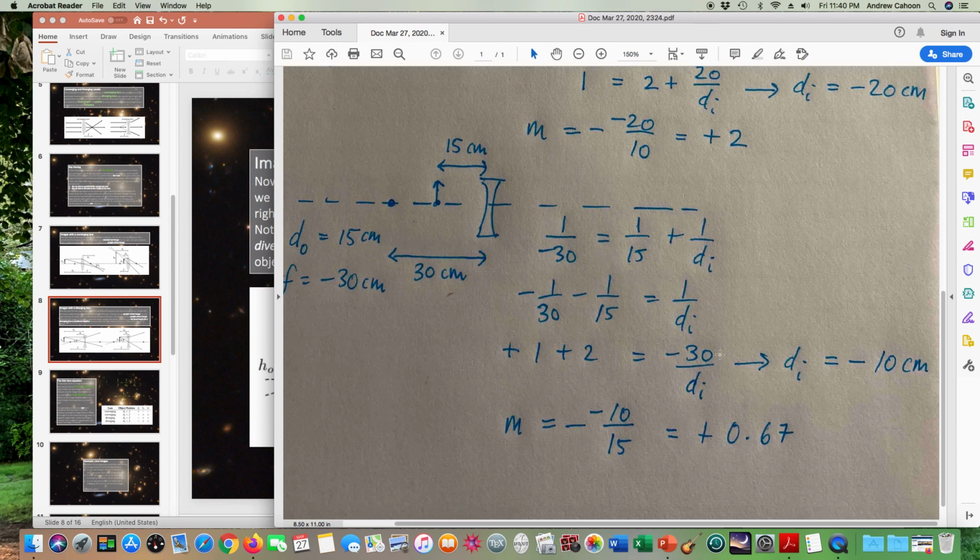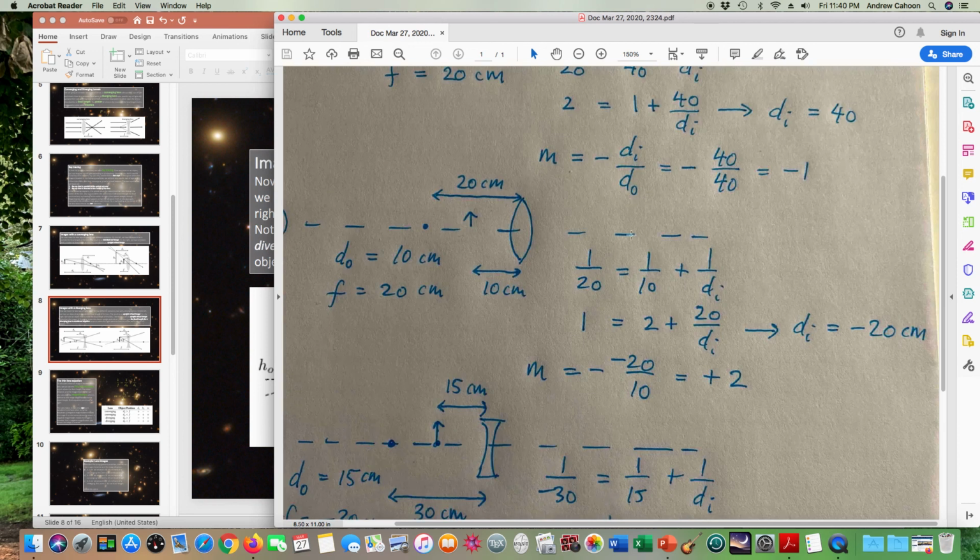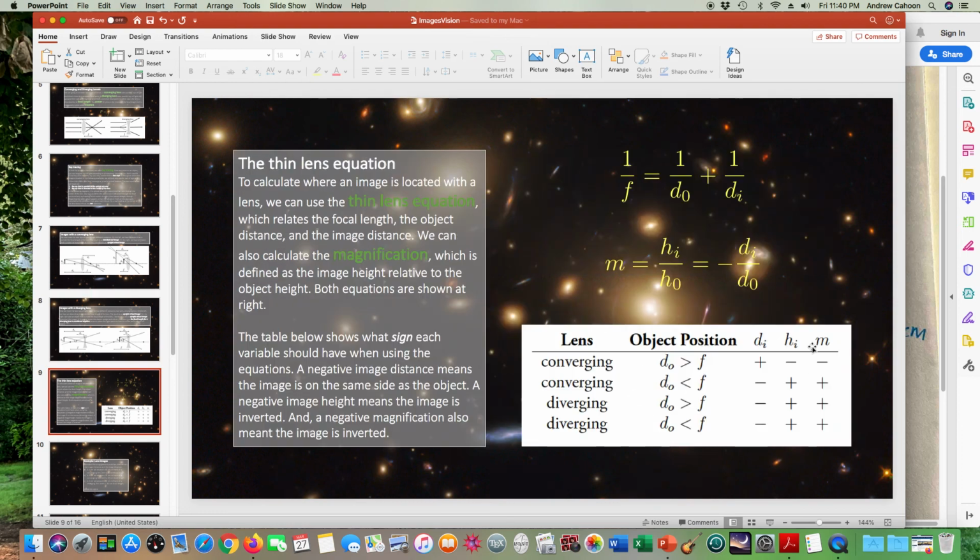Okay, so that's a quick tour of how to use the thin lens equation and find the magnification. The key thing to remember is that these things have signs to them. They're either positive or negative, and the table on this slide can help you, so you don't have to memorize them. You can just refer to the table as needed, and things should work out.